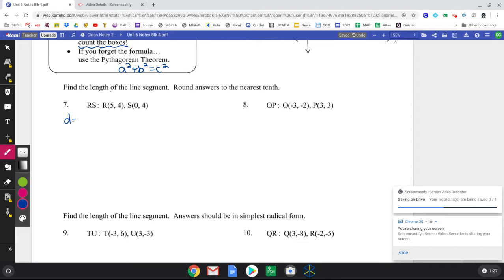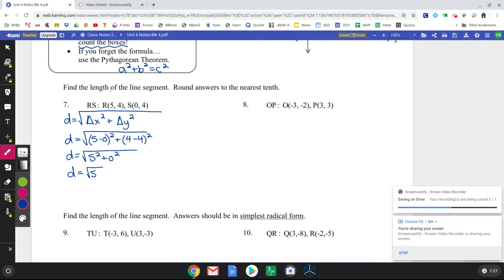So I'm going to write down my distance formula first. I've got my change in x's squared plus my change in y's squared. Plugging in my points, don't forget to continue to put the square root over everything. I've got 5 minus 0 squared plus 4 minus 4 squared. Simplifying further, we have 5 squared plus 0 squared. So my distance, the square root of 5 squared, which is 25. So the distance between those 2 points is 5 units.